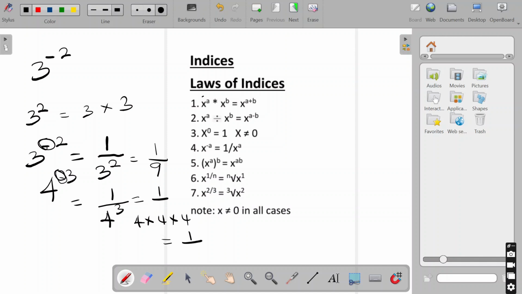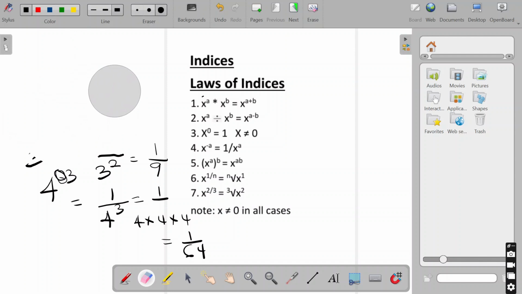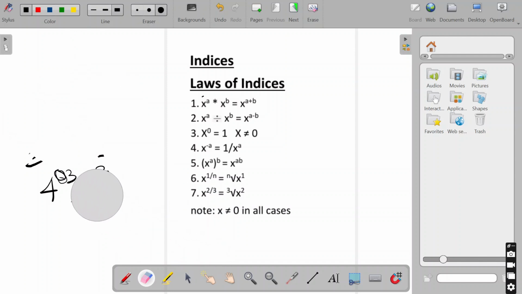And that will give you 1 over 64. So let's continue. This is just part 1 of the law of indices. We'll still delve more into part 2, but I just want to set the ball rolling so that we understand what we are going into.